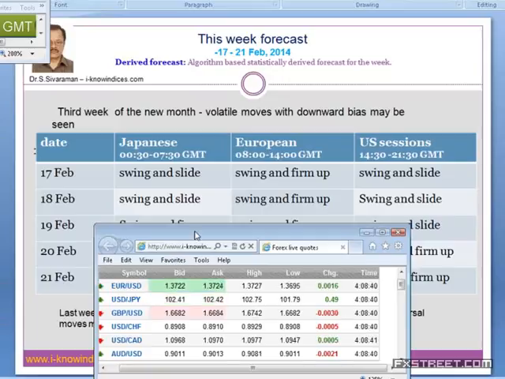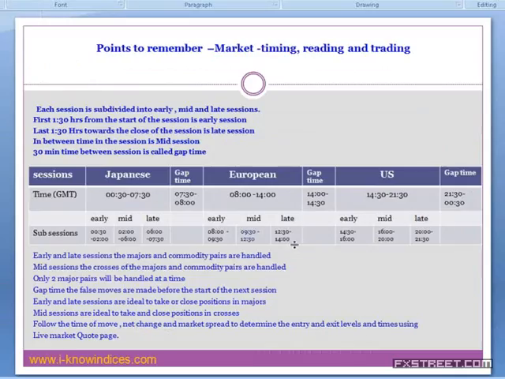First of all, the forecast I have given. Afterwards, we will go in for the market reading technique. In the market reading technique, we need to know the market timings. We are in the European session. It starts at 8 GMT. 8 to 9:30 GMT is the early session, and 12:30 to 14 GMT is the late session. In between is called the mid session.